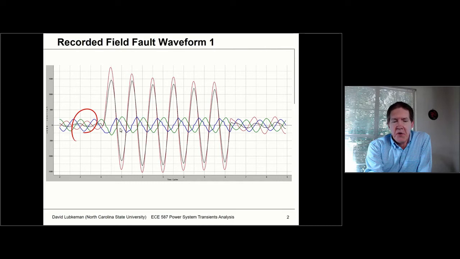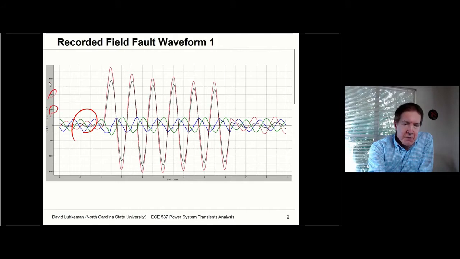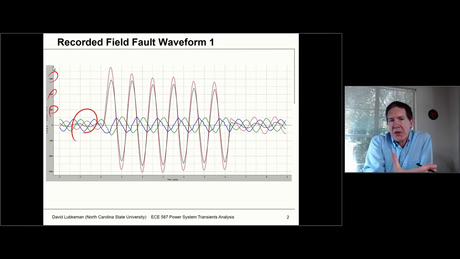So anyway, before the fault occurs, you have somewhat balanced currents at a low level. I know the scale is kind of hard to see, but this is 500 amps, 1,000 amps, and 1,500 amps. So we have a zero to peak value for the current of a couple hundred amps. Remember, that's a peak value, so I have to divide by square root of 2 to get that in terms of RMS. And when the fault happens, this is obviously a single phase fault.